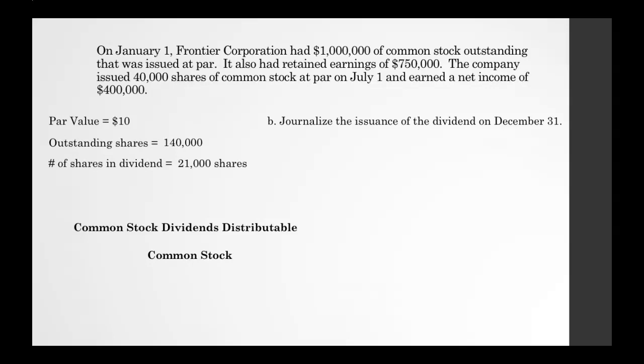And how do we get this amount? We go with the 210. We take a look at the amount that we credited common stock dividends distributable for when we declared our stock dividend. That's the amount that will then follow onto this issuance of the dividend journal entry on December 31st.